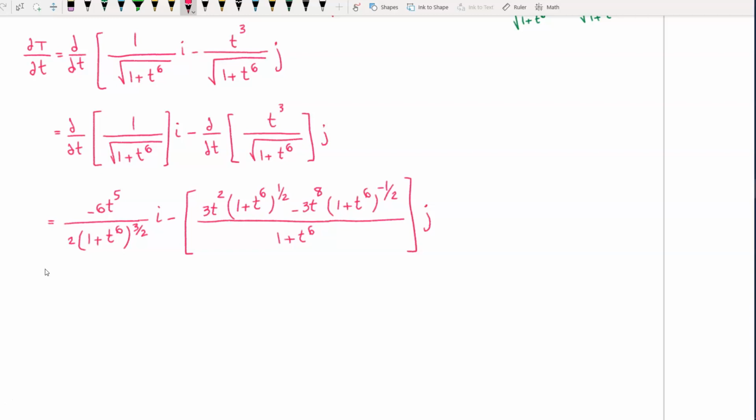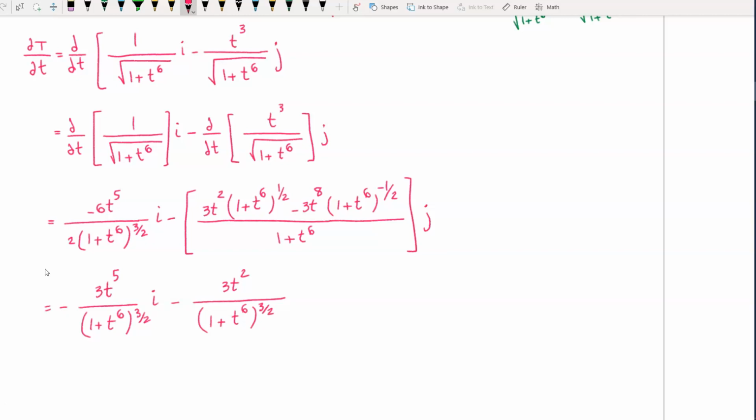And now we can simplify, so this is equal to -3 times t to the 5th power over (1 plus t to the 6th power) to the power 3 over 2, times i, minus 3t squared over (1 plus t to the 6th power), and so on.